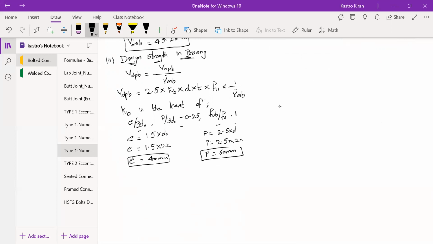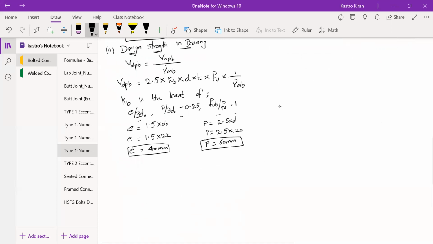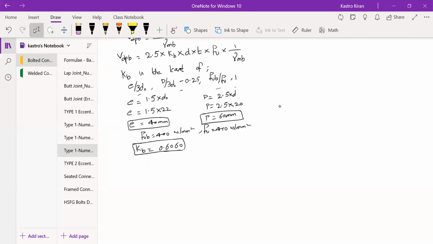So now we have got edge and pitch distances. If you substitute the values of e and p, then you can get the least value of KB. Remember the fub value we have solved already, which is 400 newtons per mm square, and fu value is fixed, which is 410 newtons per mm square. So you just substitute the values and find out. The least value of KB is obtained as 0.6060, after solving all the four values.